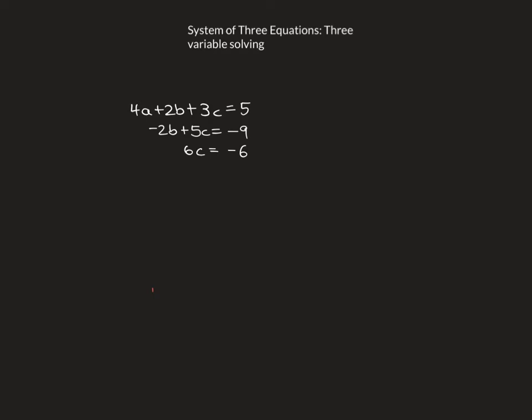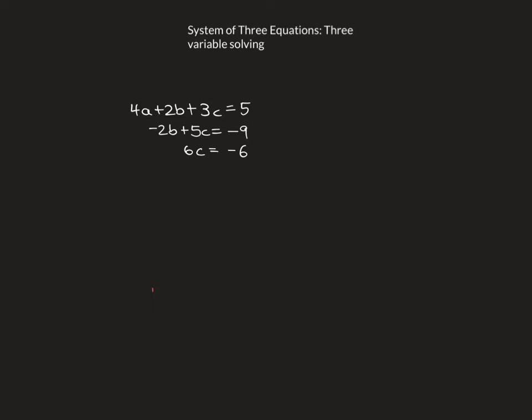In this video, I'll show you how to solve a system of three equations. These equations have three variables, and we'll be solving for each of these variables. So we have 4a plus 2b plus 3c is equal to 5. Then we have minus 2b plus 5c equals minus 9. And then we have 6c equals minus 6.